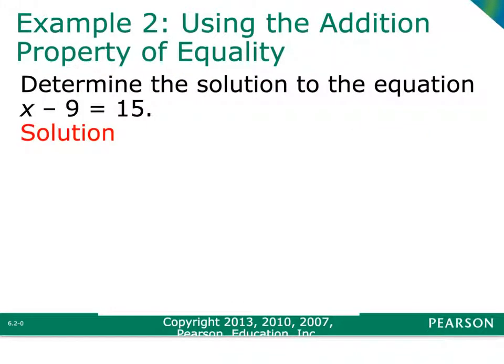So let's use this addition property to solve this equation. I have the equation x minus 9 equals 15. My goal is to isolate the x on the left-hand side all by itself. So I have to get rid of the minus 9. And in general, you want to do the opposite of what you see.